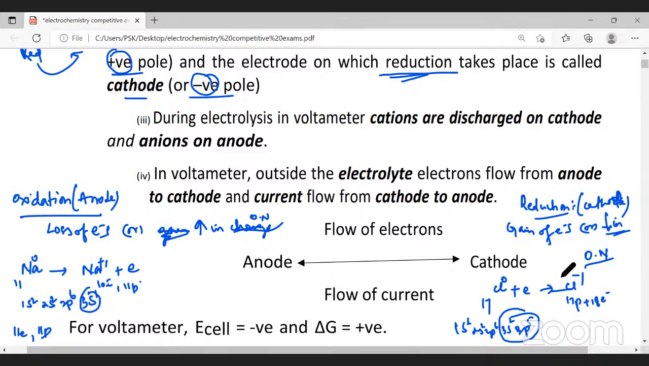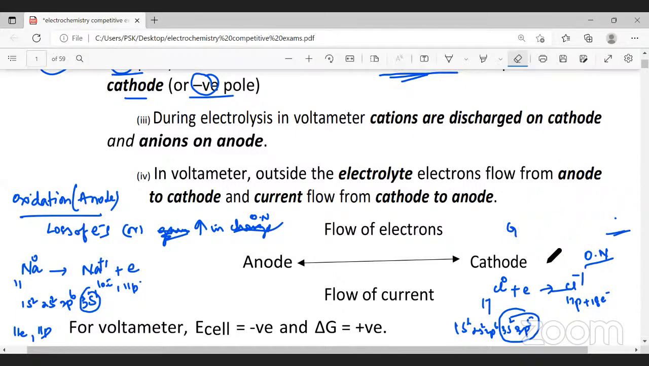Now, if I write a reaction like this, you should tell me what type of reaction this is. It is wrong what I'm writing, but let us see.